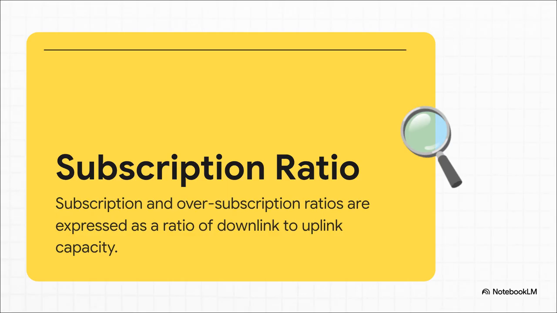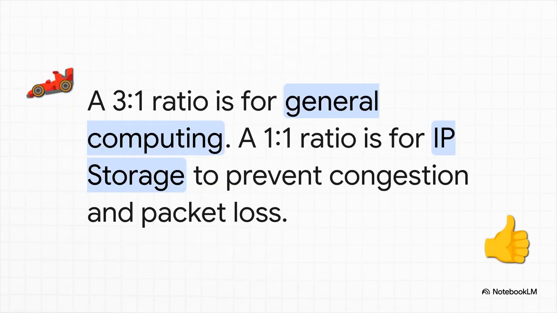Now, don't let the name intimidate you. It's really just asking a simple question. How much more traffic could my servers possibly send than my uplink paths can actually handle? You're just comparing the total bandwidth of all the servers connected to a leaf switch against the total bandwidth going from that leaf up to the spine. And in this game, a lower ratio is always better.